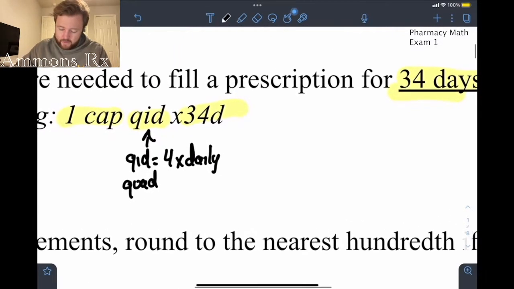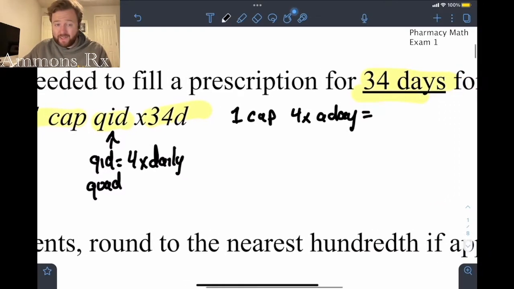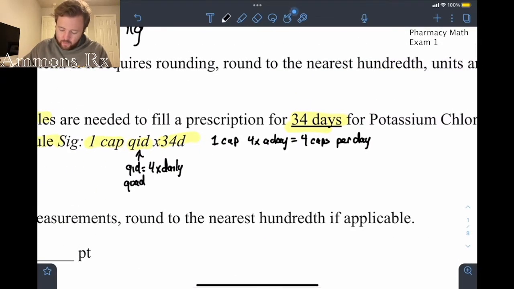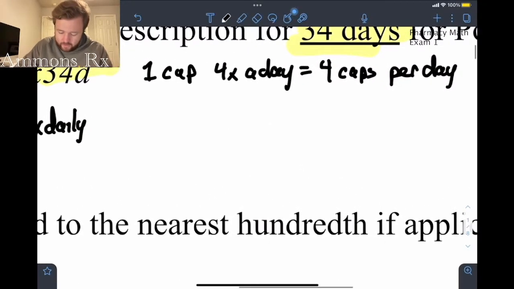So if they're going to take 1 capsule 4 times a day, how many do they end up taking in a day? Well, they end up taking 4 caps per day. Okay. So we need to say, okay, it needs to last 34 days. They're taking 4 a day.